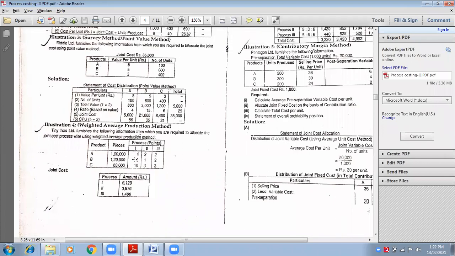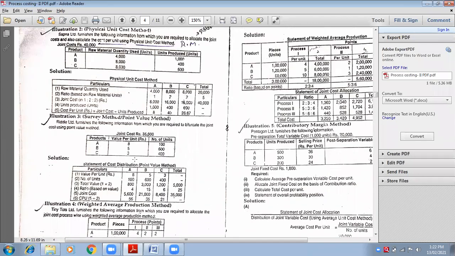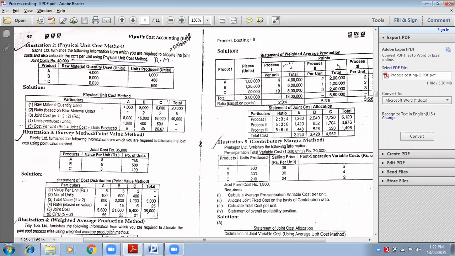Similarly, process 2 cost is 3,976. But we need to divide it amongst three products A, B and C, and so on for process 3 also. Now see how we need to do it.